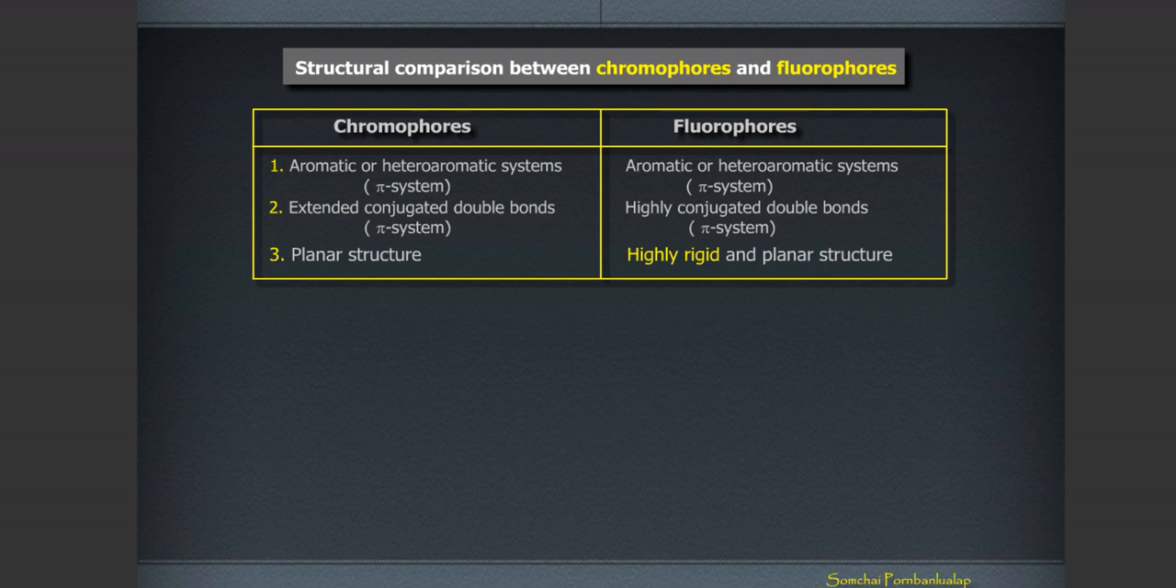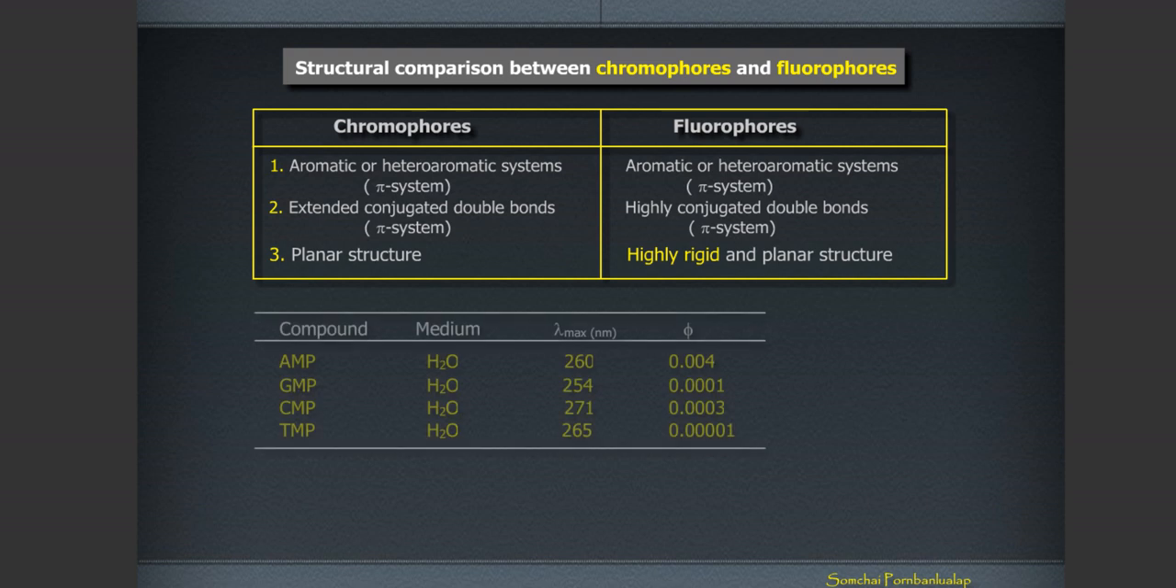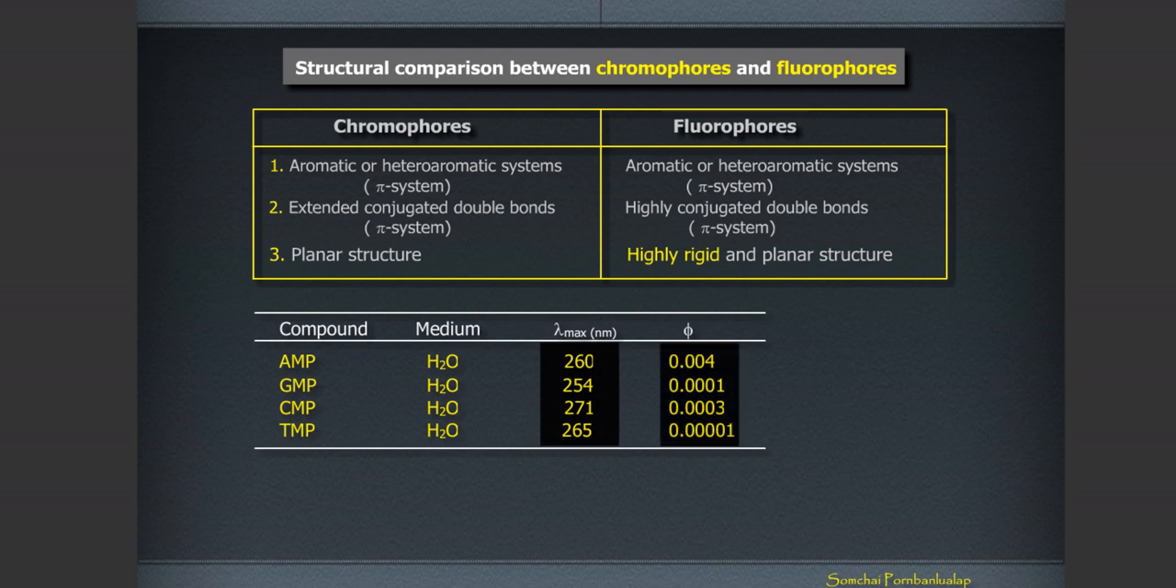Although many molecules with aromatic or heteroaromatic rings absorb light, only a small fraction emit fluorescence upon absorption. For example, although nucleotides such as AMP, GMP, CMP, and TMP absorb ultraviolet light, none appear to emit fluorescence upon absorption. Therefore, a fluorophore is a chromophore with additional structural constraints that favor fluorescence. What is this structural requirement?